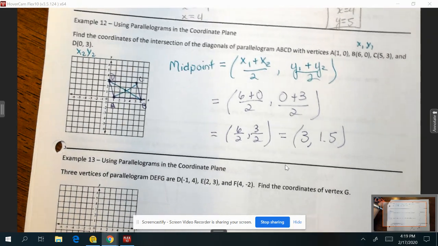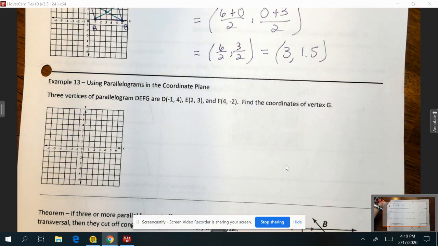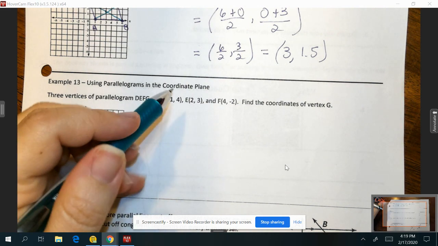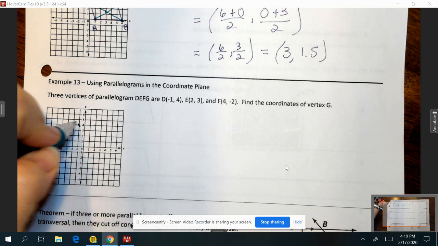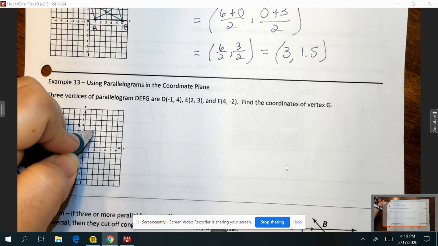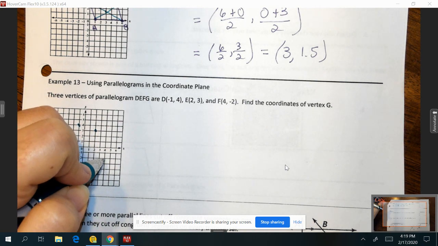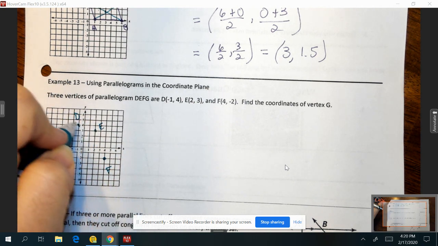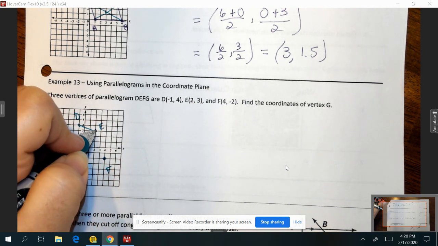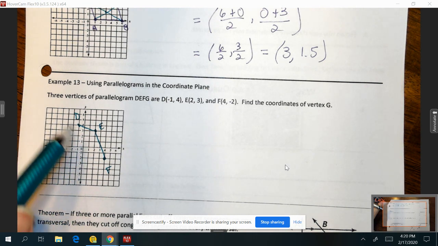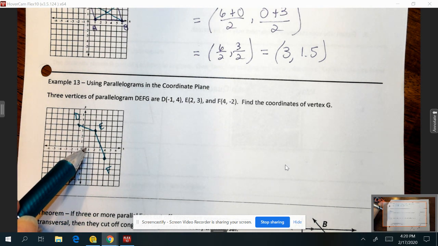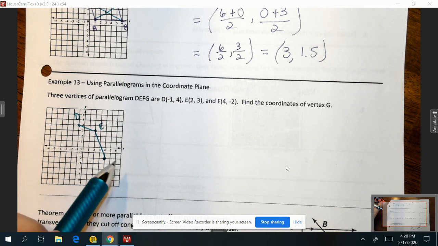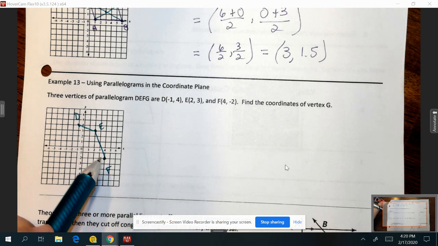Okay. The next one, the last thing we're doing for this video. We are given 3 vertices of a parallelogram, and you have to find the last vertex. So for this one, D is at -1, 4. E is at 2, 3. F is at 4, -2. So we have D, E, and F. So if I connect D, E, F, I'm thinking G has to be somewhere over here somewhere. I know that the next line I would draw would be from F to G.